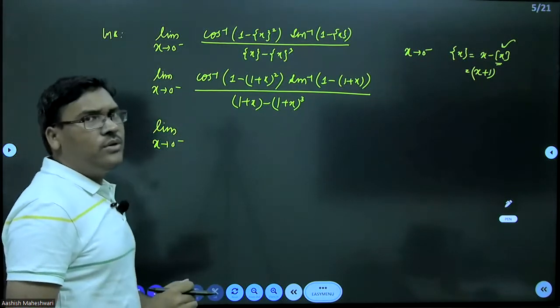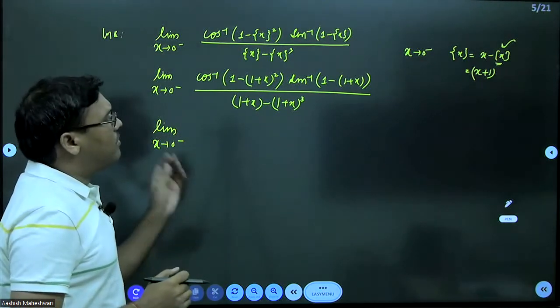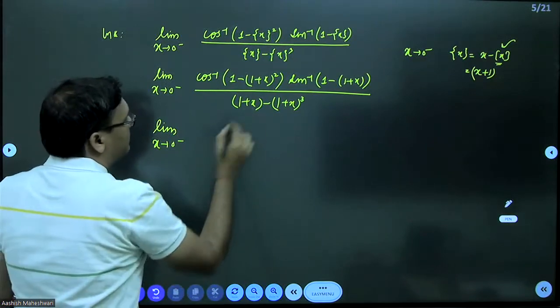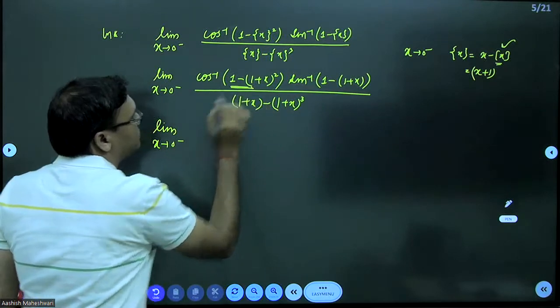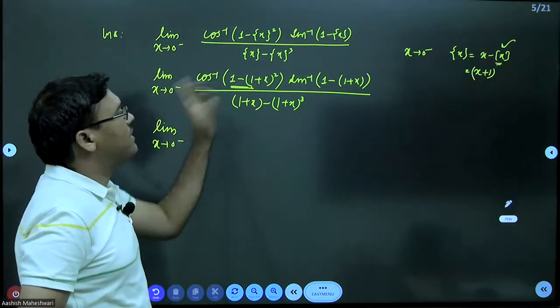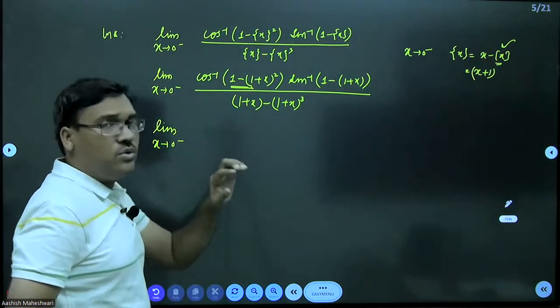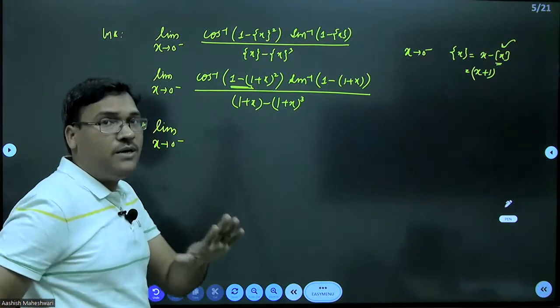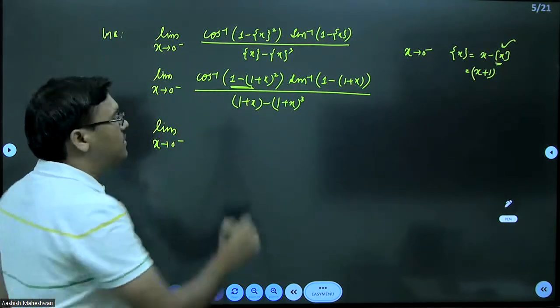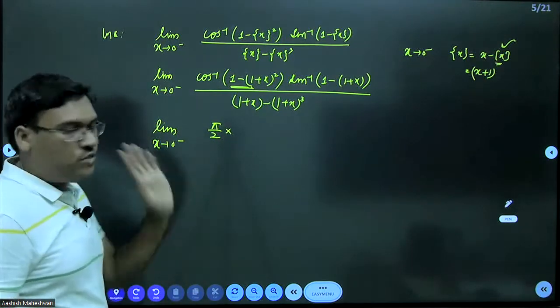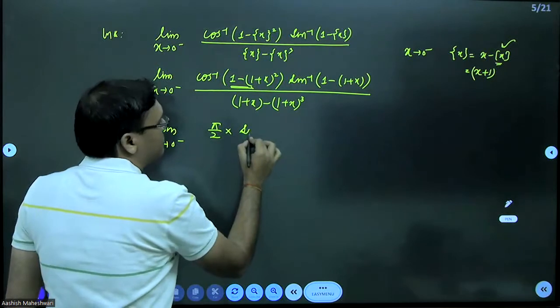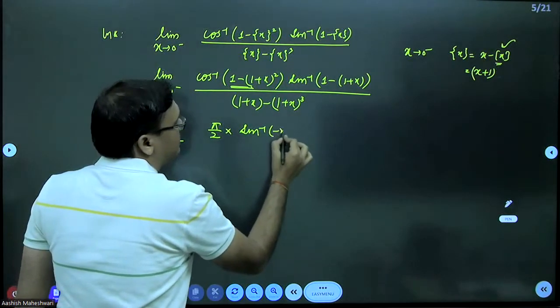First let us see what the values can be. Let us simplify it first. See, as x approaches 0 minus, this value will become 0. Put 0 and this becomes 1, 1 minus 1 is 0, and cos inverse 0 is pi by 2. So this will be a non-zero finite value, so there is no need to simplify it. This is pi by 2 because it is a non-zero value. This is sin inverse minus x.